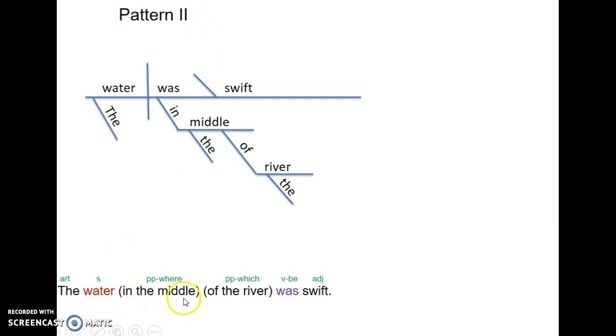We have a prepositional phrase in the middle talking about where the water is. And because it's where, that's an adverb question, so it goes below the verb was. And then of the river, we're clarifying middle, the middle of what? So we're talking about which middle. That's an adjective question, so that is modifying the noun middle, and it is diagrammed below that. Preposition on the slant, noun on the horizontal, modifiers below.